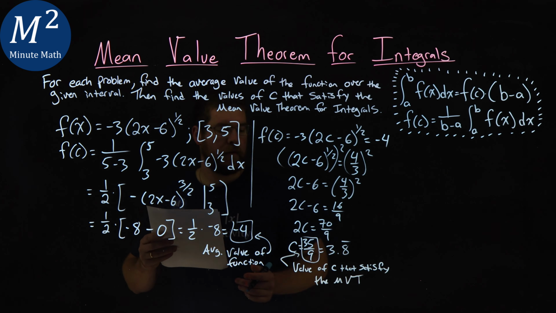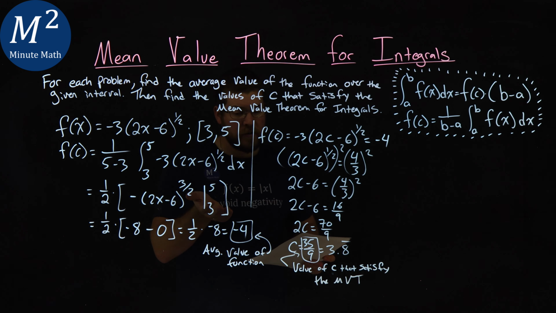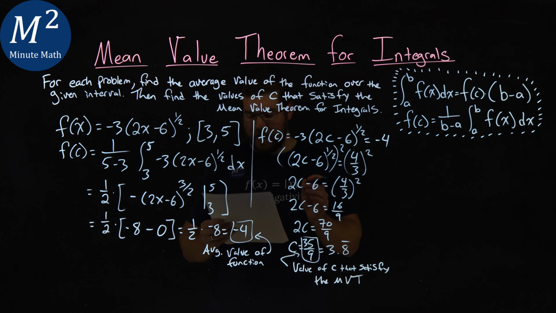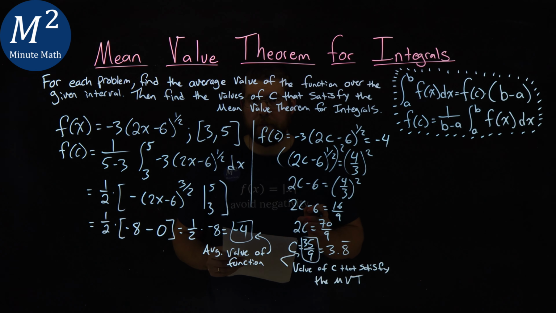Alright, so our two values: our average value of the function is negative 4, and the value c that satisfies the mean value theorem is 35 over 9.